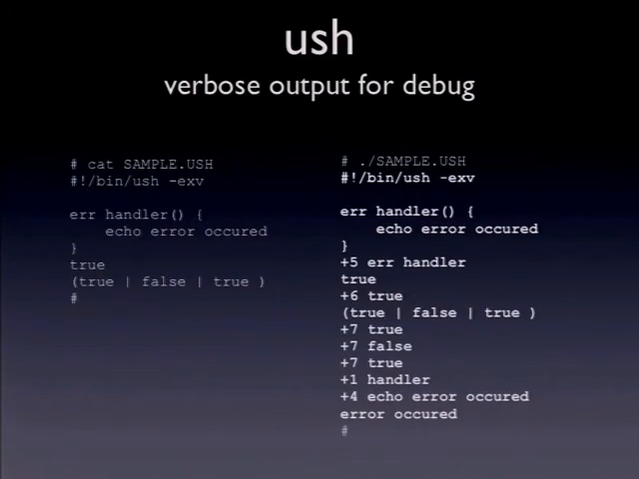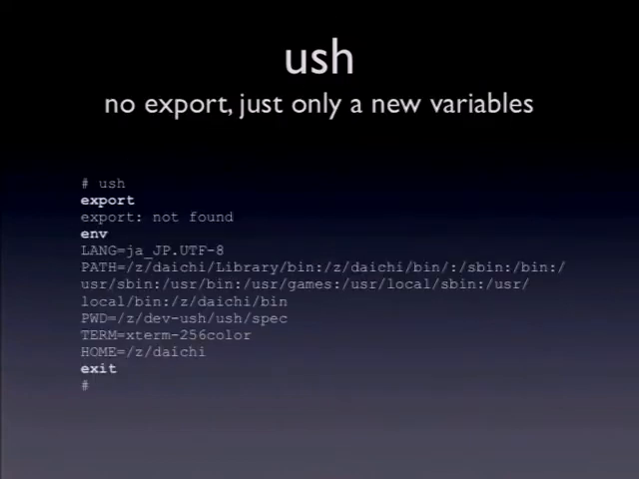Next. What was the output for debugging? FreeBSD A shell has no line number output, so developers cannot understand where this error happened. You should output the line number of the code so developers can quickly find the program point. UShell has no export, because environment variables lead to some problems for beginner programmers.